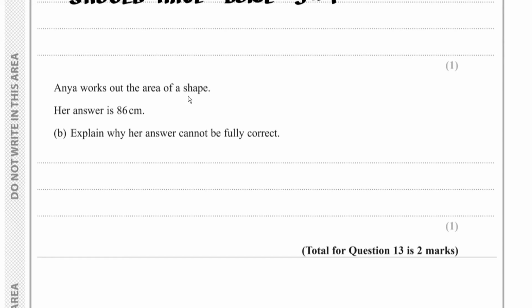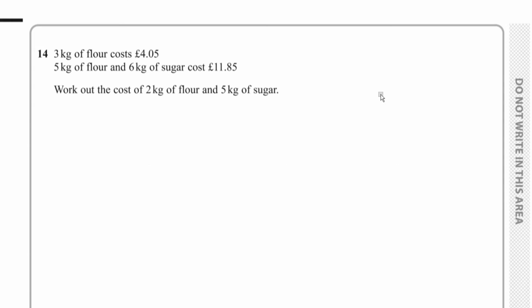Anya works out the area of a shape. Her answer is 86 centimeters. Part B. Explain why her answer cannot be fully correct. If we work out an area and we end up with units of centimeters, something has gone wrong. So the units should be centimeters squared instead.